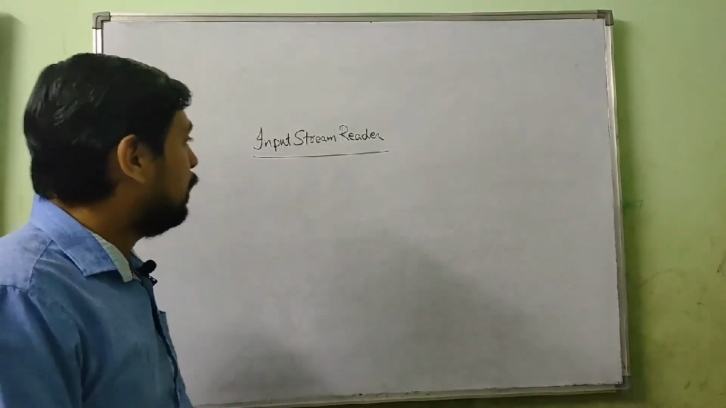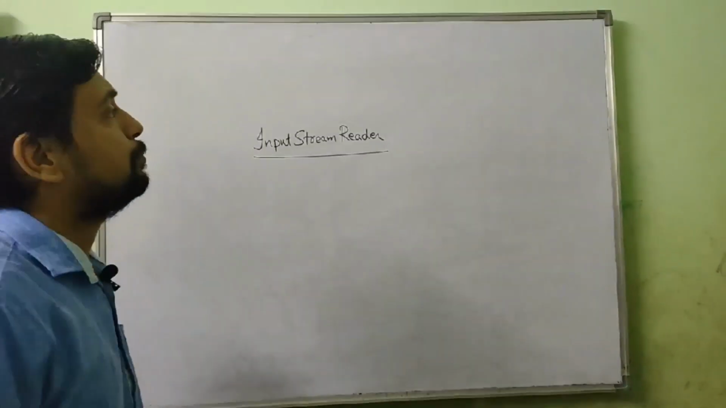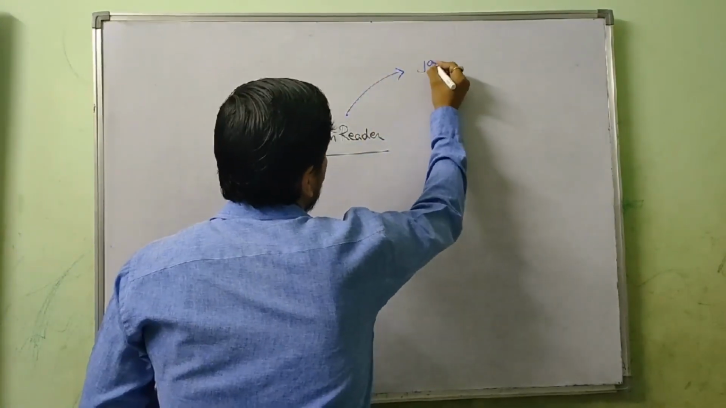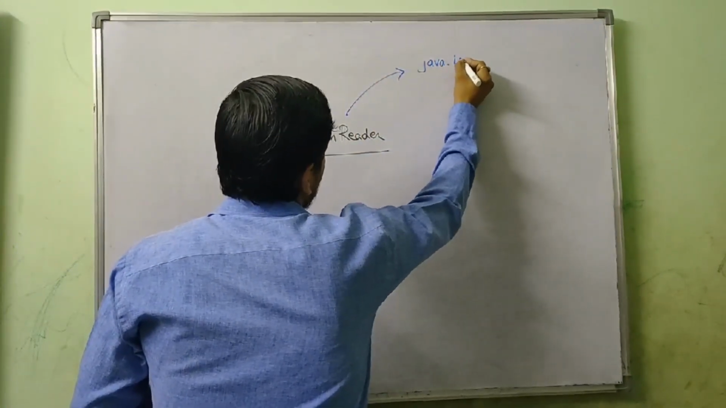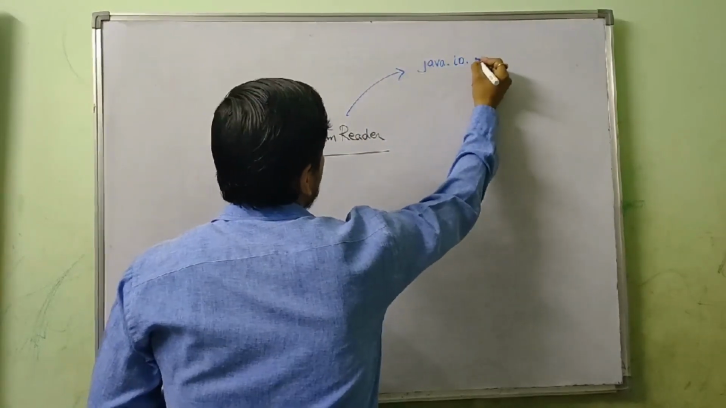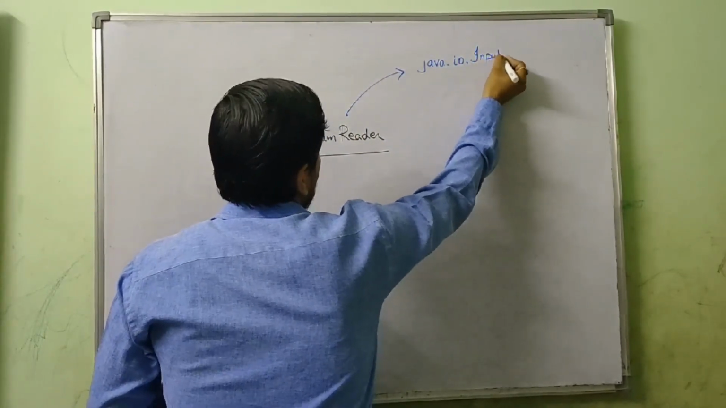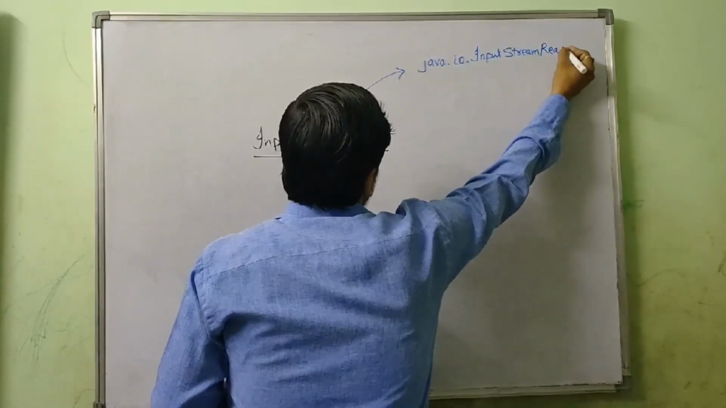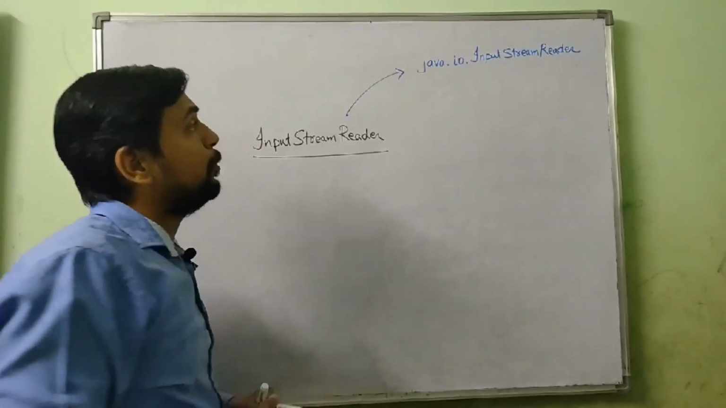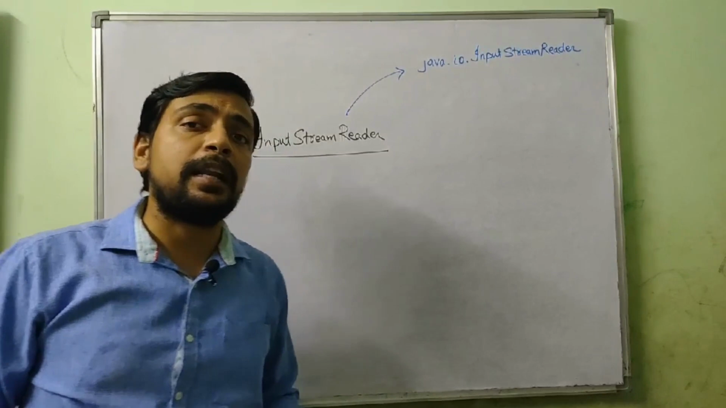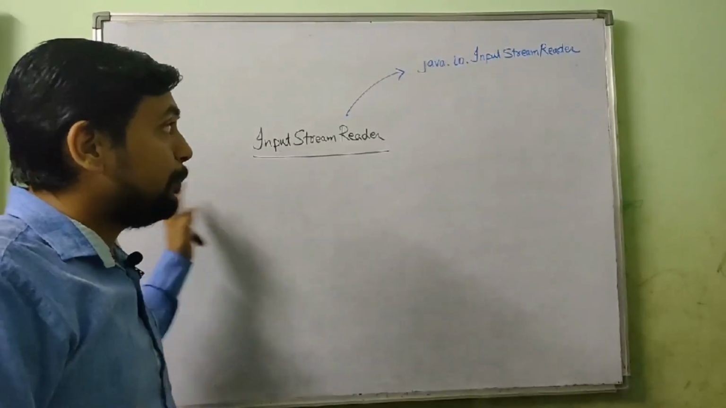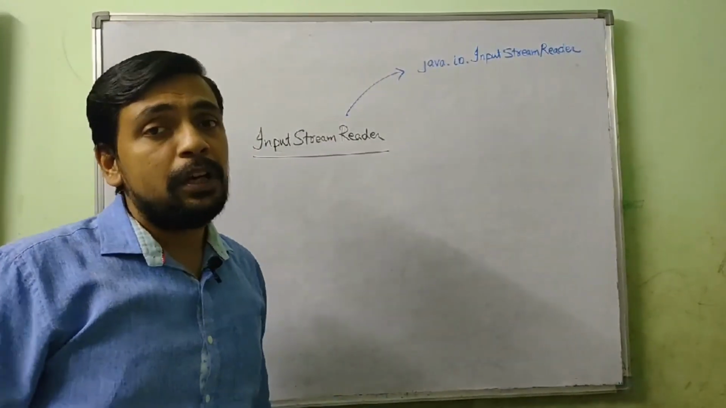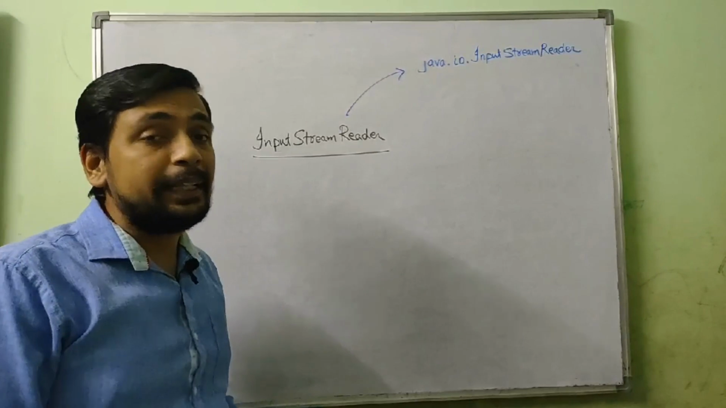Now let's see how to use InputStreamReader. First of all, you should know the package name. InputStreamReader belongs to the java.io package. So the complete address of InputStreamReader is java.io.InputStreamReader. And if you are using it, you have to import this, because java.io is not a default package, so we have to import it if we want to use any specific class of this package. So an InputStreamReader object can be created, and with the help of that object we can take values. Now let's see how to create an object and how we can take values.